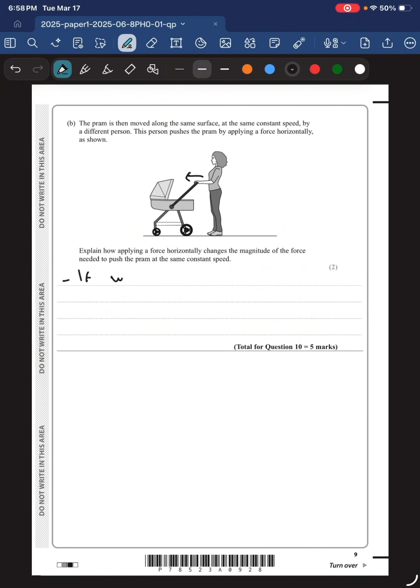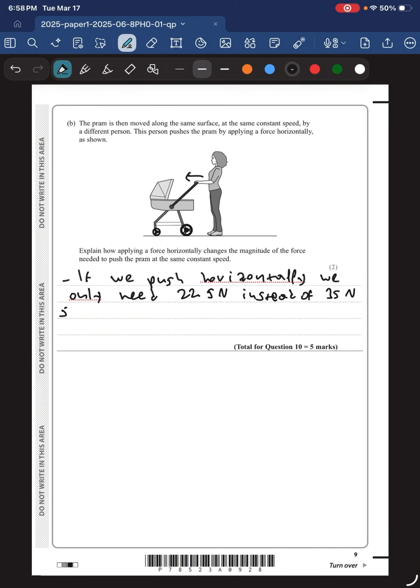So if we push horizontally, we only need 22.5 newtons instead of 35 newtons, right? So a lower applied force produces the same result.